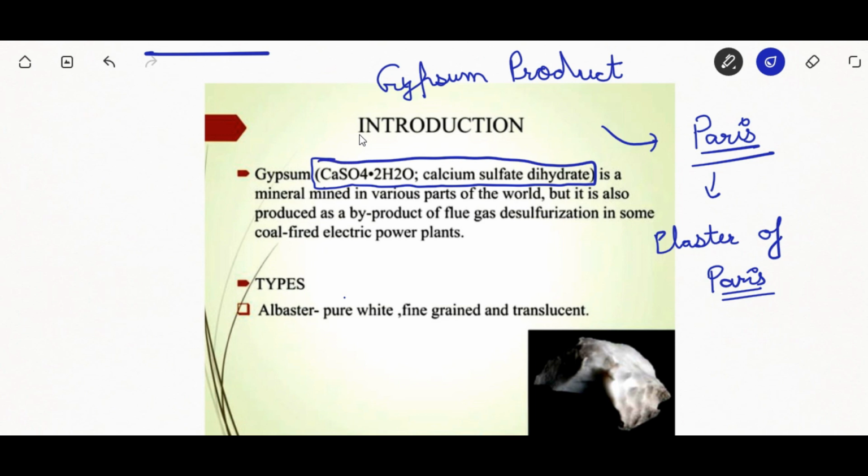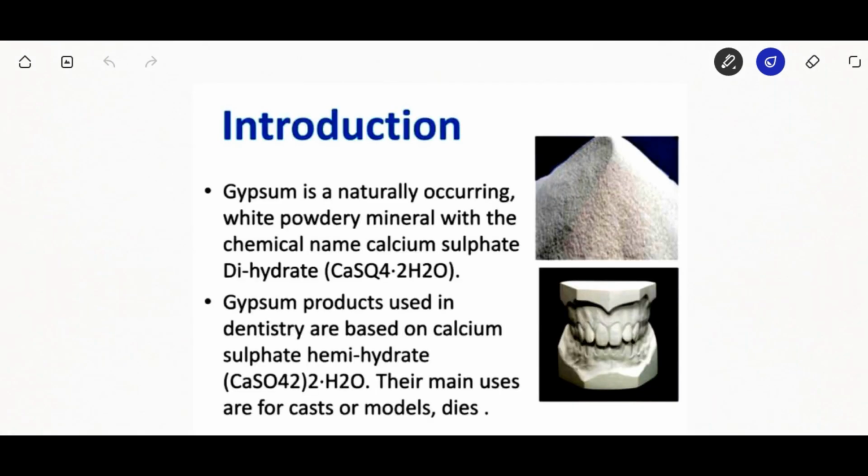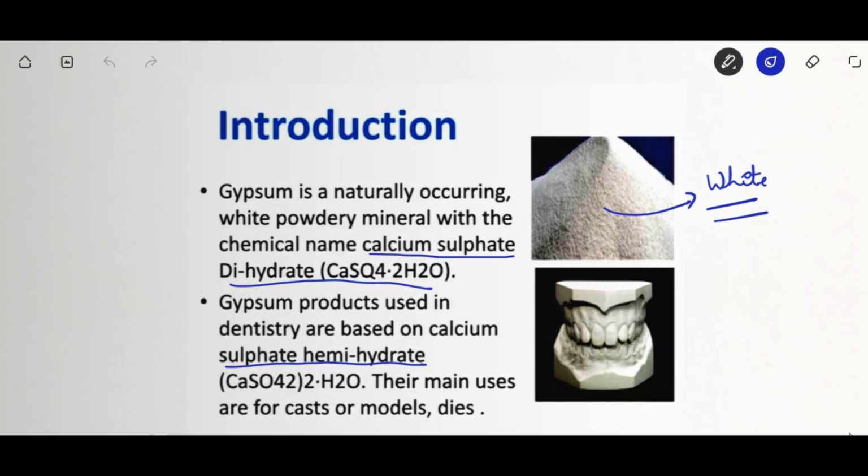So what is gypsum? It is calcium sulfate dihydrate, that is white to yellowish white in color, and it is found in a compact mass. It is a naturally occurring white powder mineral with the chemical name calcium sulfate dihydrate. The gypsum products that are used in dentistry are based on calcium sulfate hemihydrate. Their main uses are for cast models and for dies.